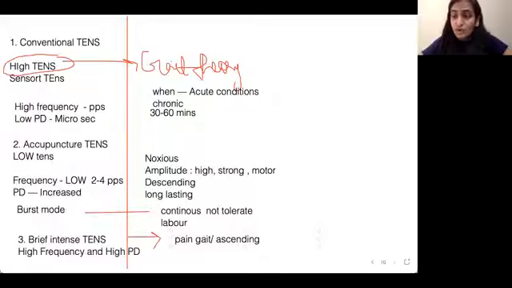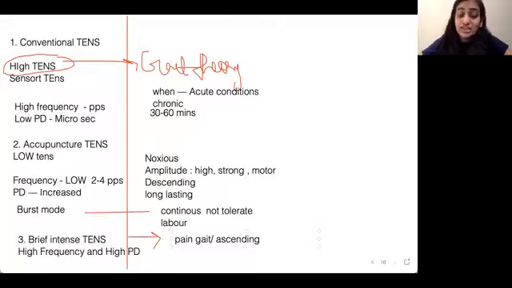So whenever you want to produce immediate short-term pain relief prior to certain procedures like soft tissue mobs, stretching, joint mobs, trigger point release, wound debridement, deep friction massage. So anytime you are giving the TENS prior to the procedure, your keyword is prior to the procedure, you would pick brief intense TENS. Make sense?